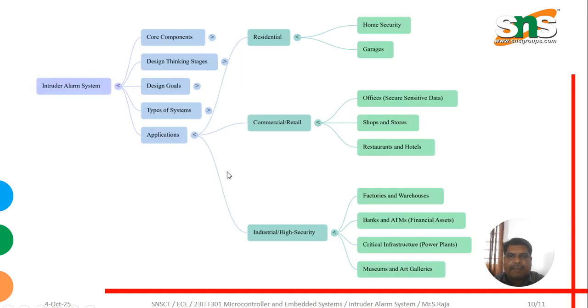Mainly, this is used in residential settings for home security and garages, and in commercial settings it is used in offices, shops and stores, restaurants and hotels. For industrial high security, it may be used in factories and warehouses, banks and ATMs, and critical infrastructure like power plants, museums and art culture.